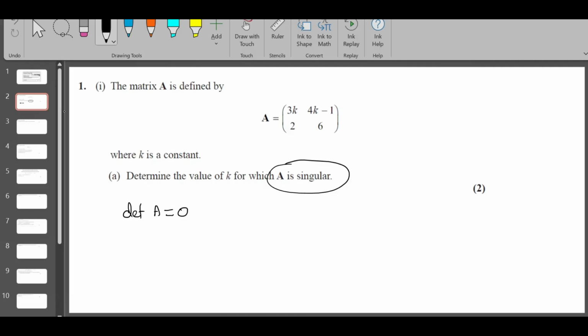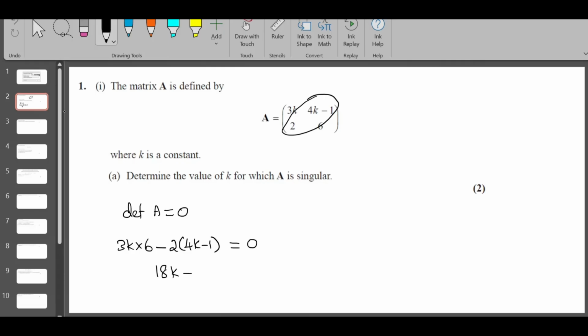So in this case, you find the determinant value. How do we find the determinant value? Multiply the elements in the main diagonal, 3k times 6, minus the elements in the other diagonal, 2 times 4k minus 1, and equate it to 0 because the matrix is a singular matrix. So you get 18k minus 8k plus 2 is 0. 10k is minus 2. So k is going to be minus 2 over 10 or minus 1 over 5.